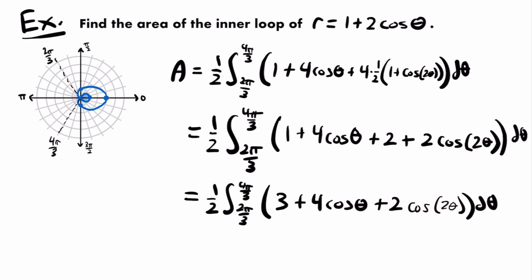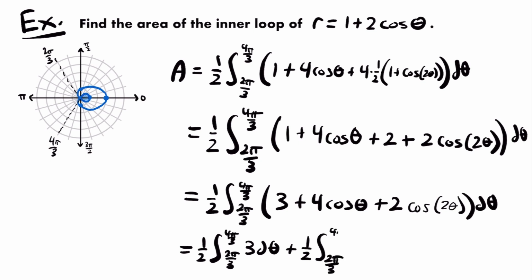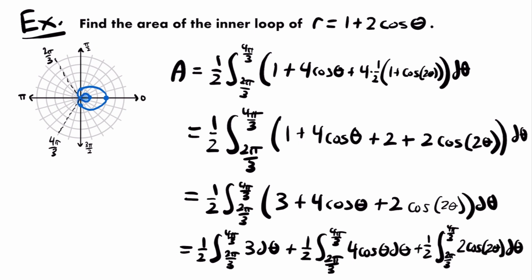All right, so if we split this up, this will be equal to 1/2 times the integral from 2 pi divided by 3 to 4 pi divided by 3 of 3 d theta plus 1/2 times the integral from 2 pi divided by 3 to 4 pi divided by 3 of 4 times cosine theta d theta, and then we'll have plus 1/2 times the integral from 2 pi divided by 3 to 4 pi divided by 3 of 2 times cosine of 2 theta d theta. All right, so now we can work on integrating each of these integrals separately.